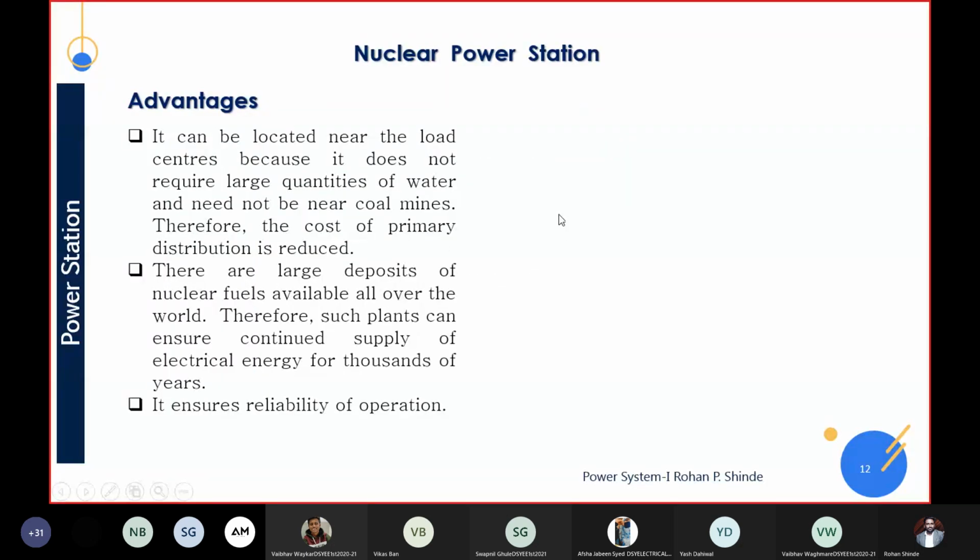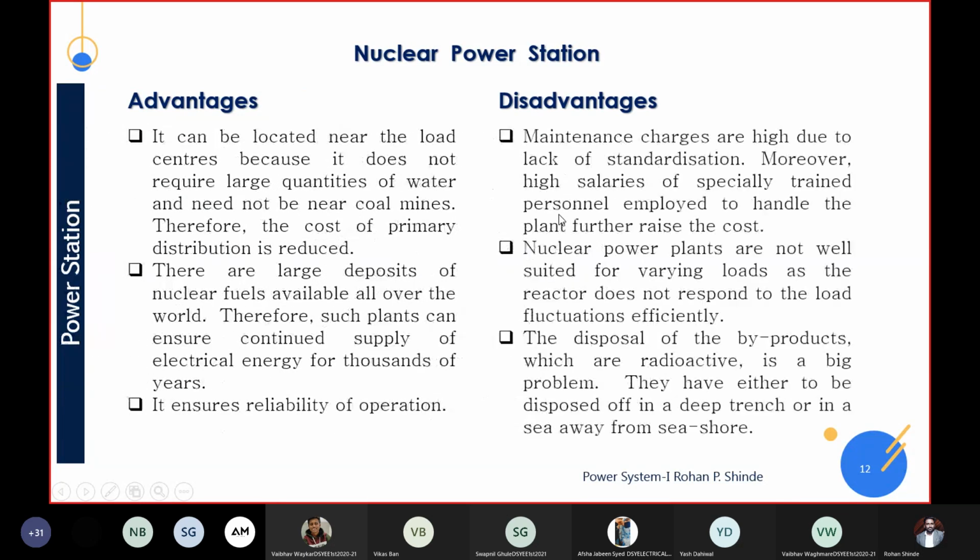Now we will see the disadvantages. Okay. So see here, the next disadvantage of this power plant is it requires high maintenance cost. Okay, because some skilled persons are there, right? And these skilled persons can handle the power plant for maintenance purposes, so a high amount of salary has to be paid to them, so the maintenance charges of this power plant are higher.